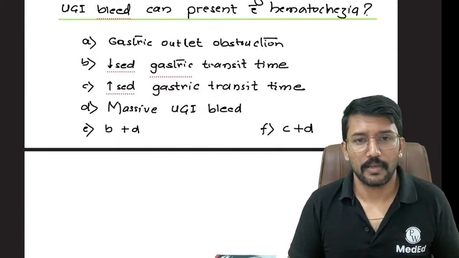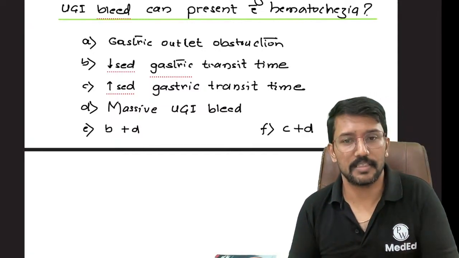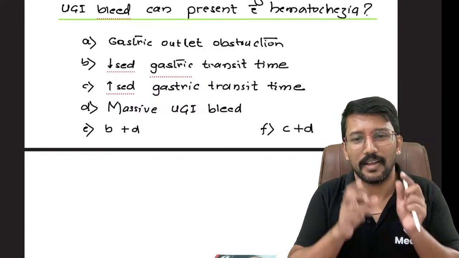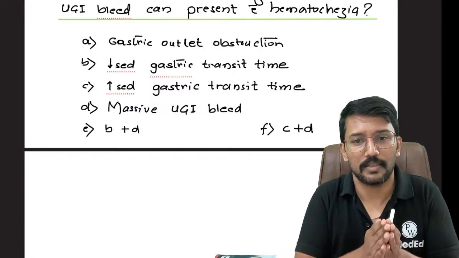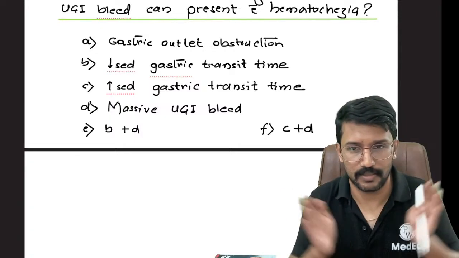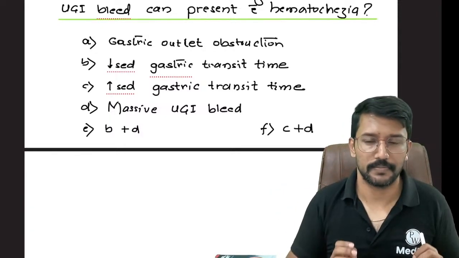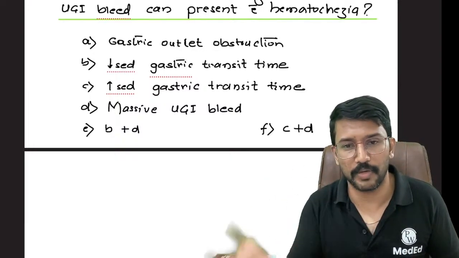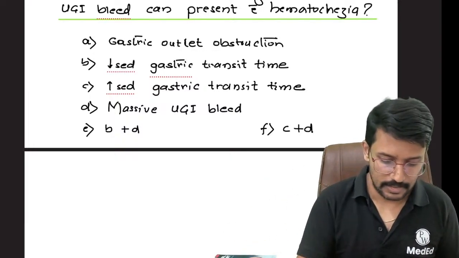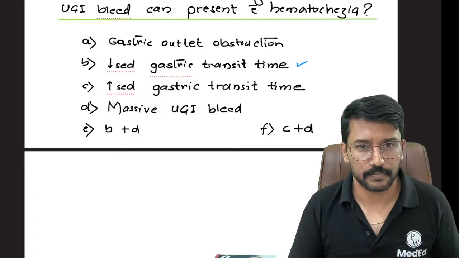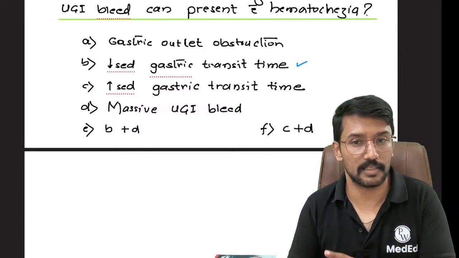If there is decreased gastric transit time, what does that mean? Less time is being spent by the food or the blood in the GIT. That means the transit time is shorter. Obviously, we will not be able to provide the 14 hours required for the heme to become acid hematine. In that case, yes, the upper GI bleed can present with hematochezia, right? Not the increased gastric transit time.